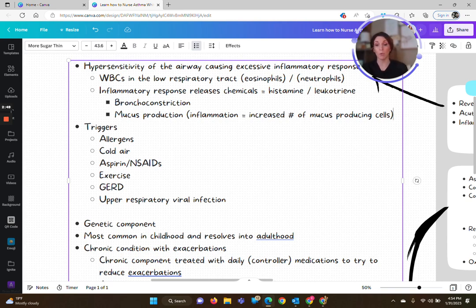And then upper respiratory viral infections. So some patients that have asthma, they may not really have to use their inhaler or have any problems until they get a viral upper respiratory infection, like a cold or bronchitis or the flu or something like that, and that triggers an asthma exacerbation.